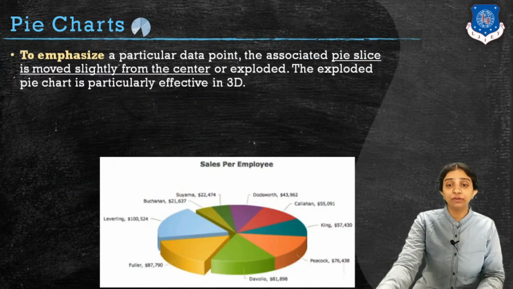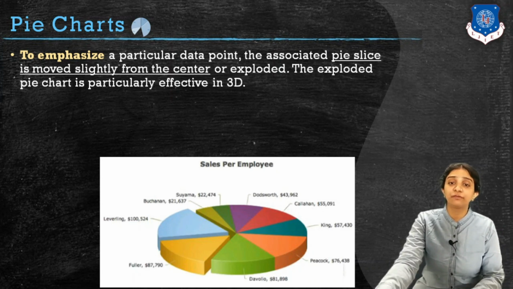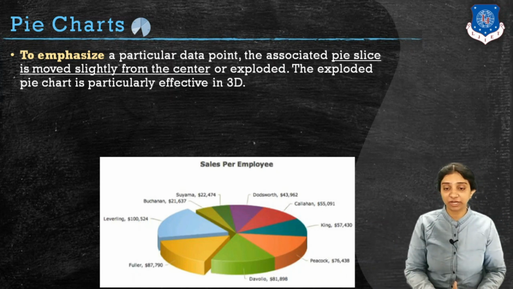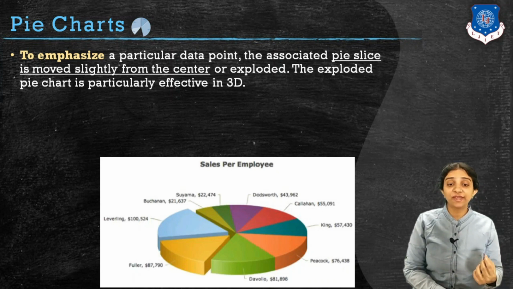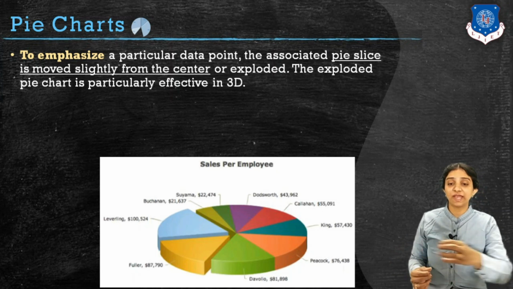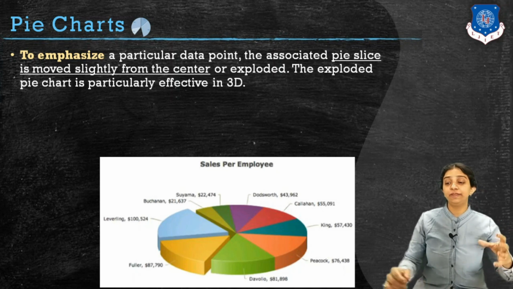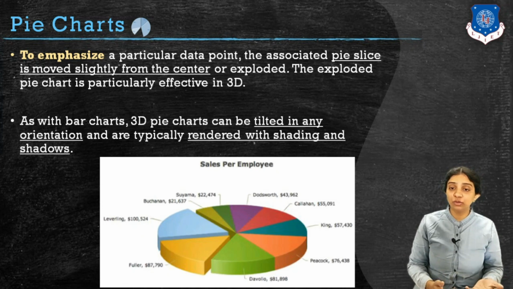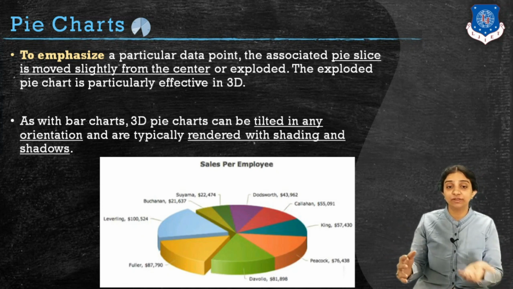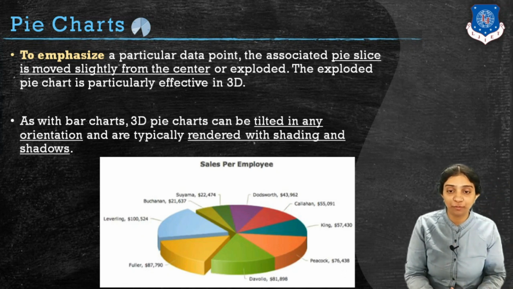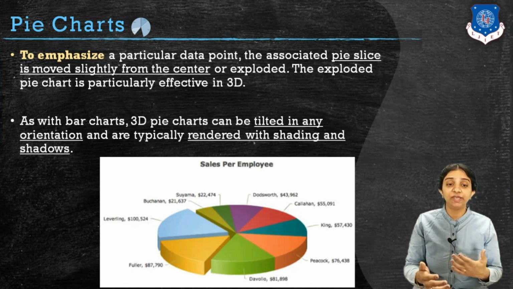To emphasize a particular data point associated with a pie slice, we can move it from the center and explode it. Say for example this is a 3D pie chart and I want to see some insights of the yellow part, so I will click on that part and the slice will come out to represent effectively in a 3D fashion. So as with the bar chart, 3D pie charts can also be used, which can be tilted in any orientation. This is the tilt towards the left. I can tilt a pie chart vertically also. So they are rendered with shading and shadows.